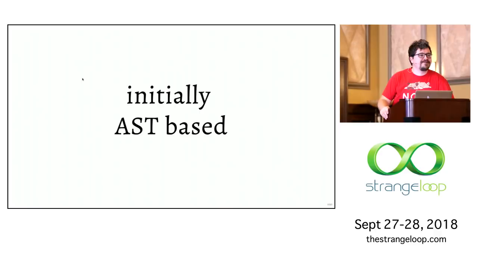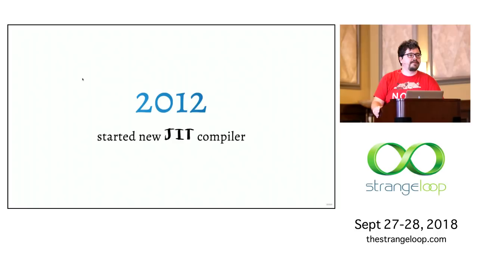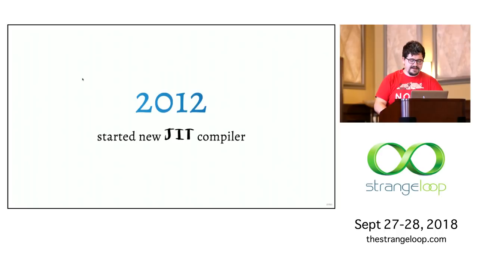In 2012, the decision was made to start a new JIT compiler, because obviously the AST-based one-pass code generation only gets you so far. I joined the project then with a couple of other people. All three of us came from V8. We worked on Crankshaft, which was the optimizing compiler for V8 for a long time. We brought some of the insights that we got from there and started working on a new JIT compiler.